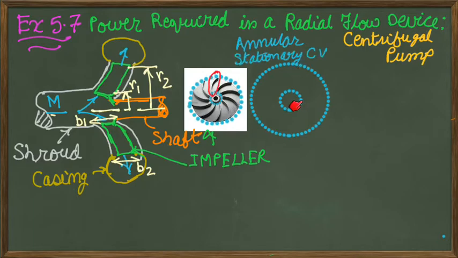I am showing you a 2D view, which is an annulus, but note that the inner circle has a thickness of B1, which corresponds to the thickness of the blade at the entry, and at the outlet this circle has a thickness of B2 perpendicular to this plane. So we consider an annular stationary control volume, inside which you have an impeller, which is a rotating element. Note that this control volume is a stationary control volume.